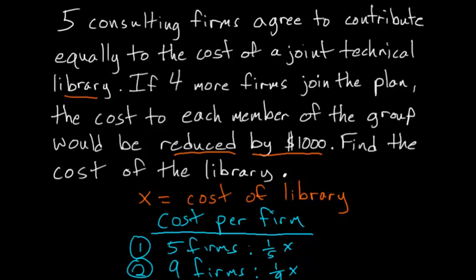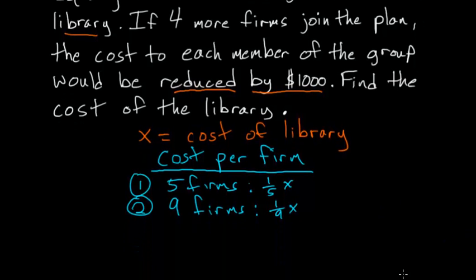So we can set up an equation, since we know that in the second case, the cost per firm is 1/9 x. And comparing this to the first case, it's this 1/5 x minus $1,000. So essentially, the cost per firm in the second case is the same thing as the cost per firm in the first case, but $1,000 less. And from this equation, we can just solve for x.